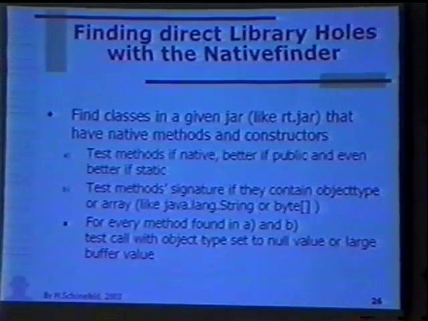So how do I find it? I've written a small tool, and basically what it does is find the classes in a jar, like the RT jar in the Sun implementation, that has native methods and constructors. And it tests all these classes if they have native methods and if they are public, and it's even better if they are static, like I said before.